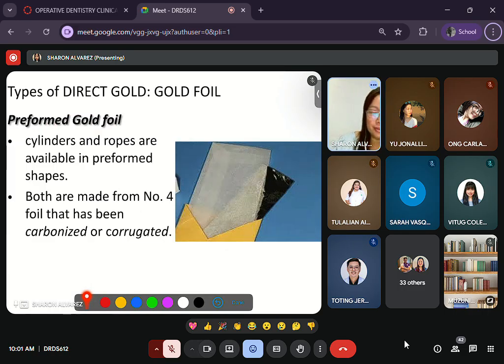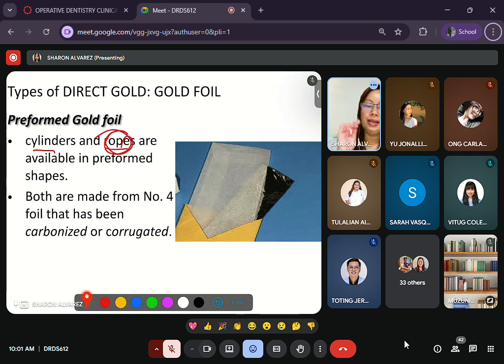Okay? Now, other than the cylinder, manufacturers will turn them into ropes. So coming from the hammered sheets, they would roll it, and then they would stretch it out to become something like ropes before they turn it into smaller bits. So that's what we call rope, gold rope.